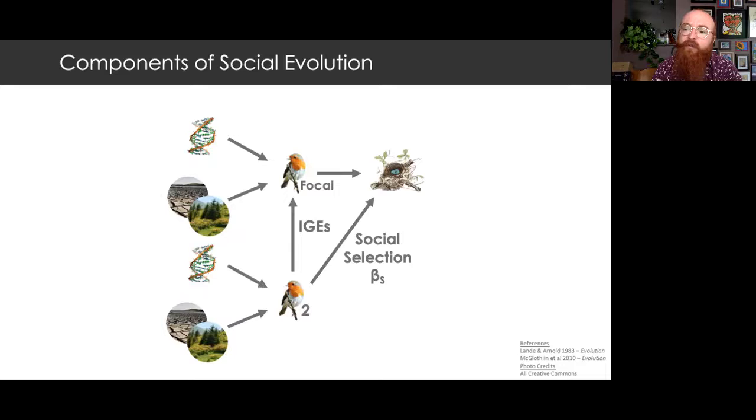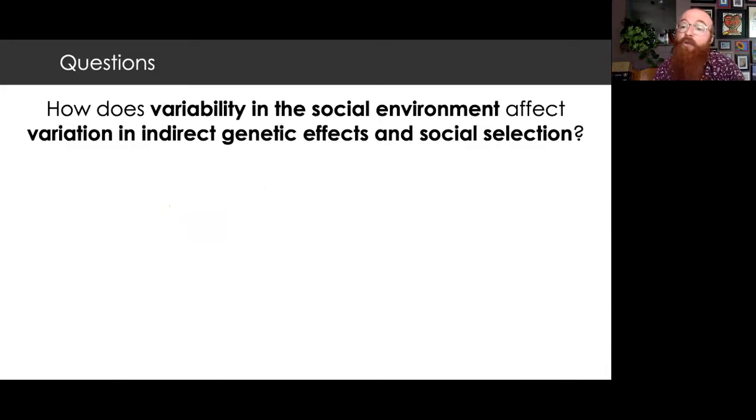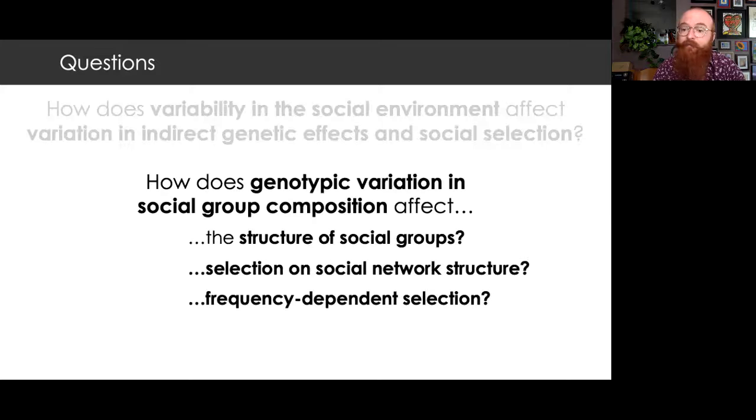Despite the importance of indirect genetic effects and social selection for understanding social evolution, very little is known about processes that drive variation in IGEs and social selection, which leads me to the main overarching question I'll be addressing today, which is how variability in the social environment affects variation in both indirect genetic effects and social selection.